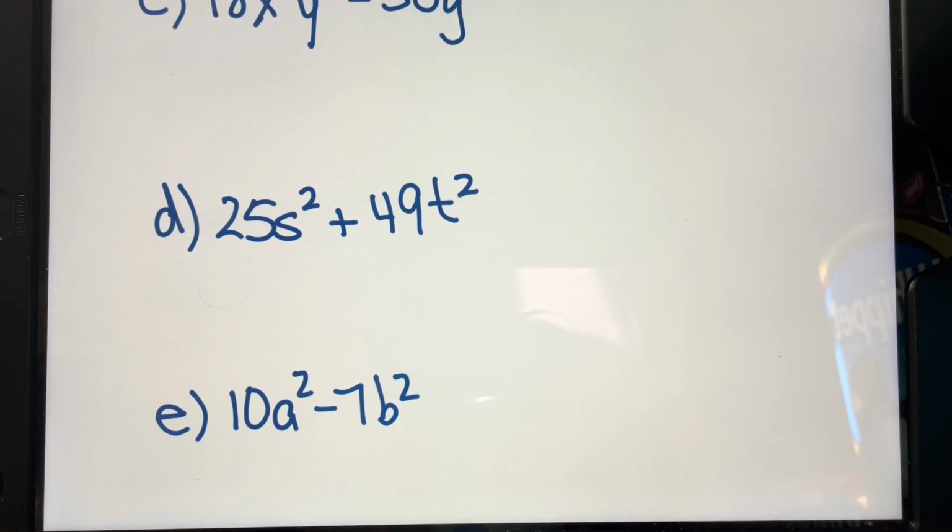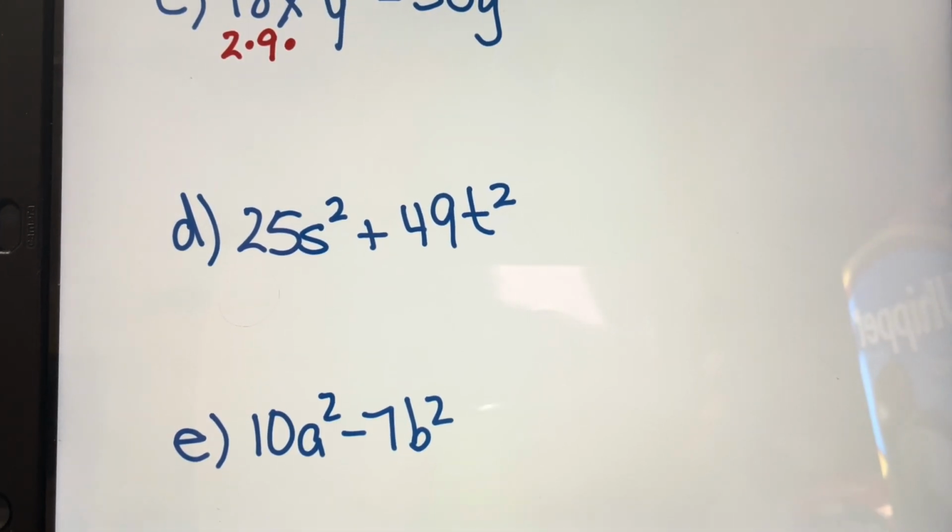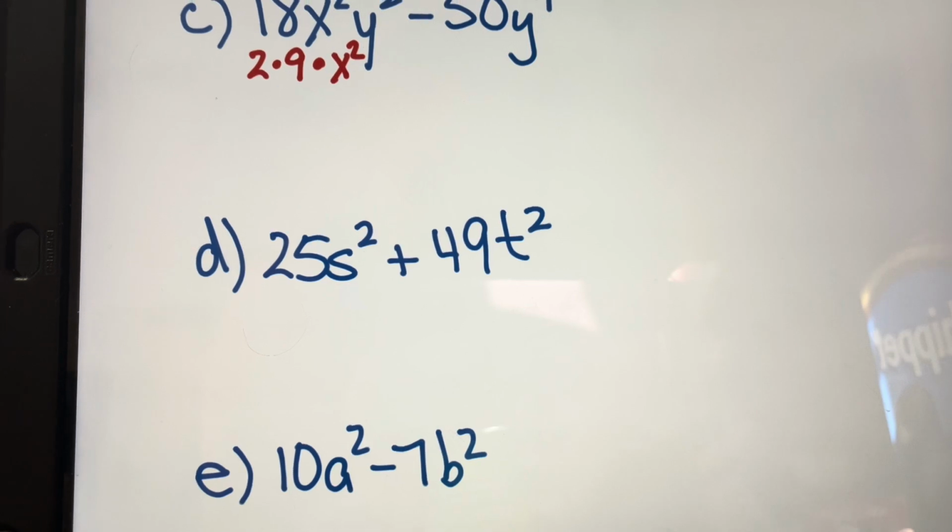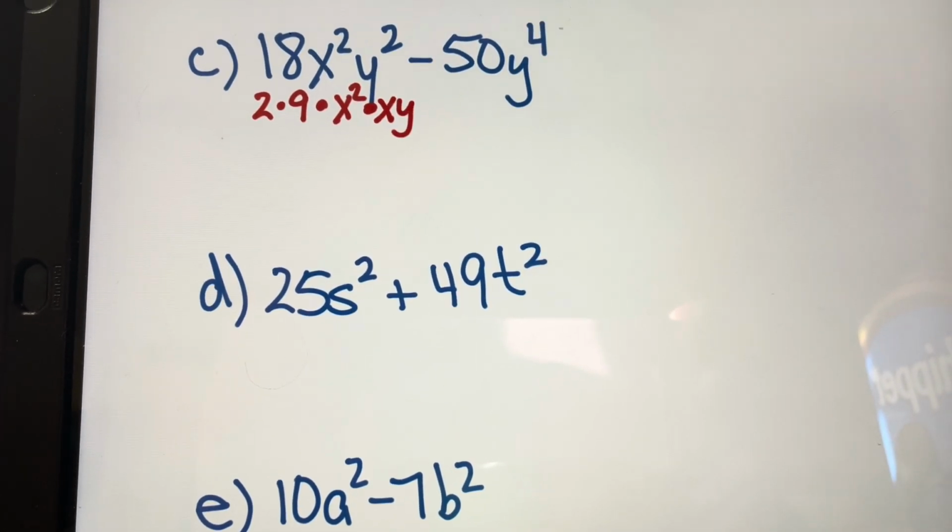Hopefully you pressed pause and did the work, and now you're ready to see some answers. So when I look at C, I think it looks like a difference of squares question because it's a binomial, but 18 is not a perfect square. So I'm thinking right away, 18 is made of 2 times 9. And then I would have times x squared times y squared.